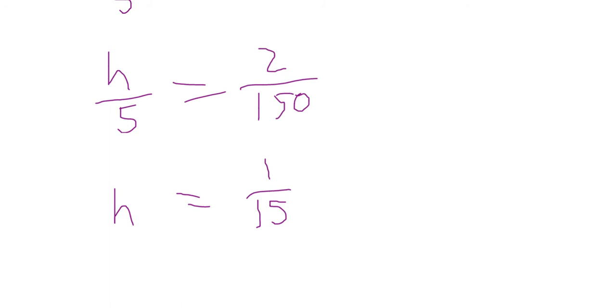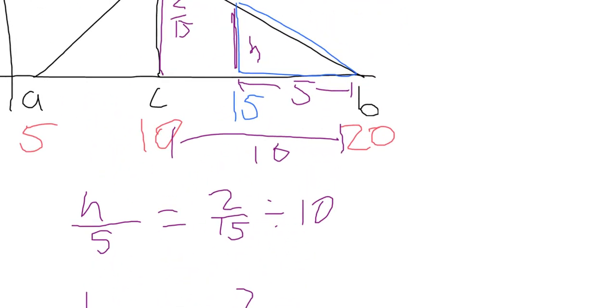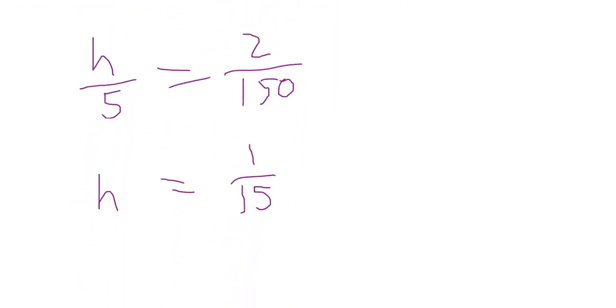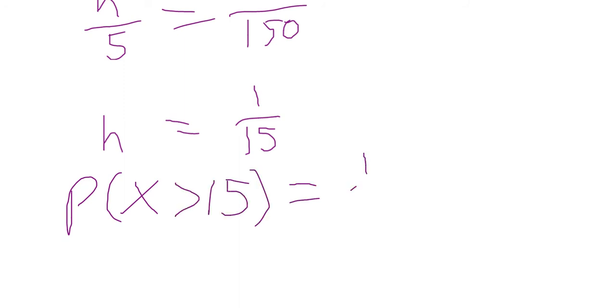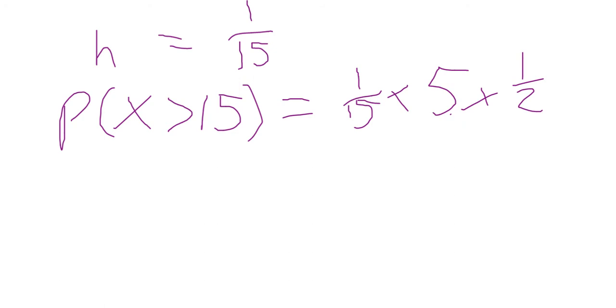And so then if we wanted to find the probability, 1/15 times 5, which is 1/3, times a half is 1/6. So we could do that pretty easily. The probability that x is greater than 15 equals 1/15 times 5 times 1/2, because it's base times height divided by 2, right? And that equals 5 over 15, which is 1/3, then 1/6. That's all there is to it.